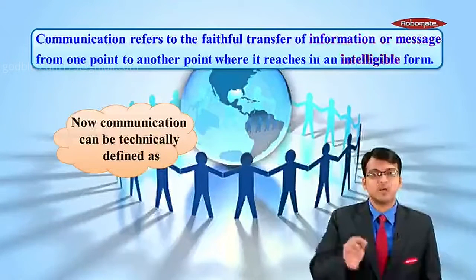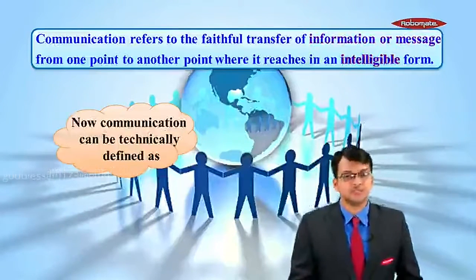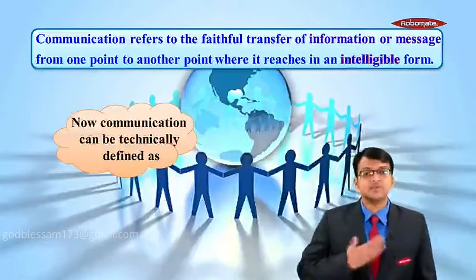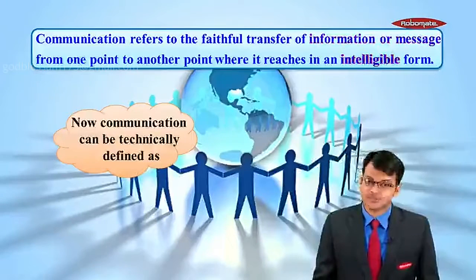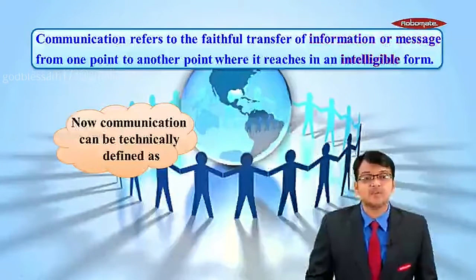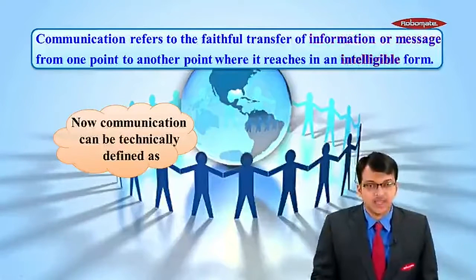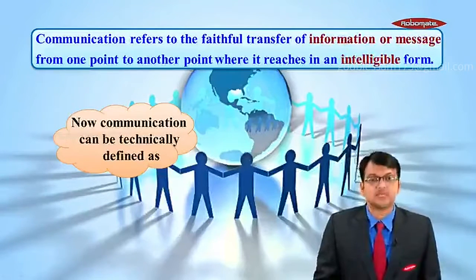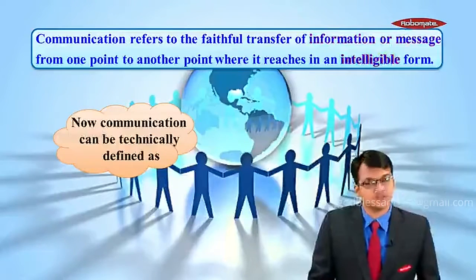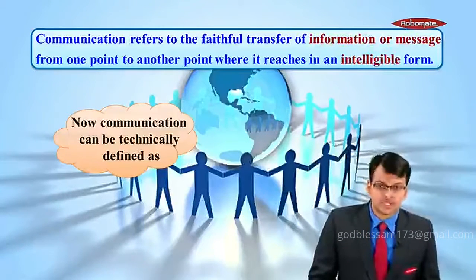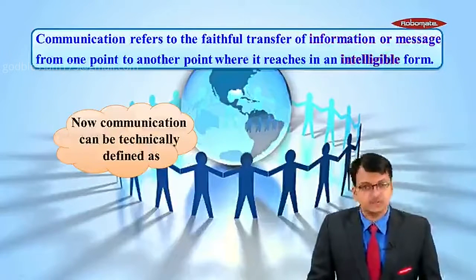Now let's analyze from one point to another point. Can I say we require 2 points for communication? Right now, I am transmitting my information. You people are sincerely receiving my information, right? So transmitting the information is done by the transmitter. So that becomes the first point of communication, and receiving of information is done by the receiver. So that is the reason communication refers to the faithful transfer of information or message signal from one point to another point where it reaches in an intelligible form.